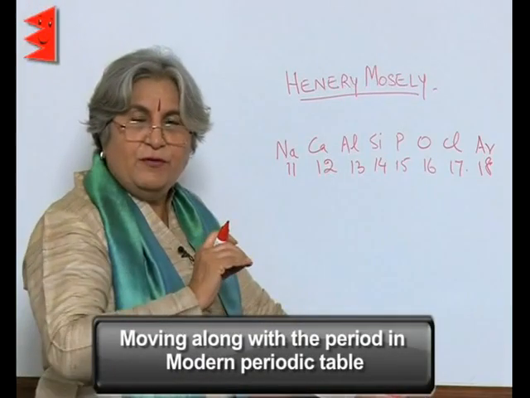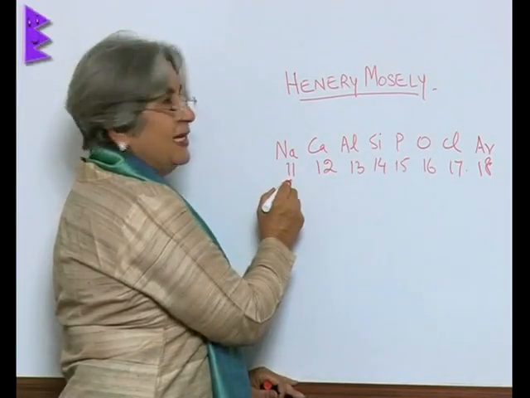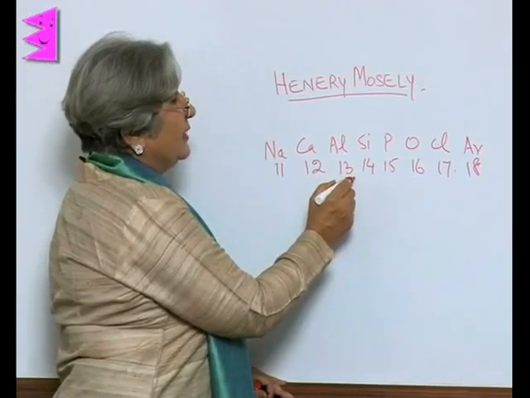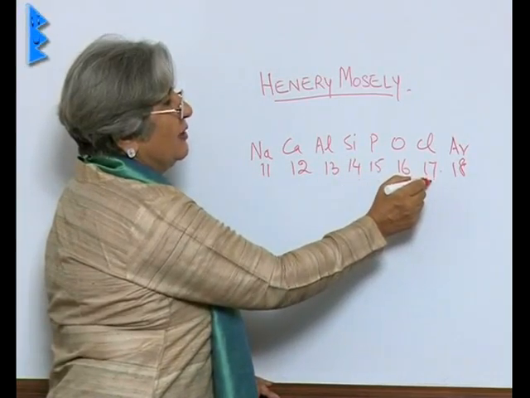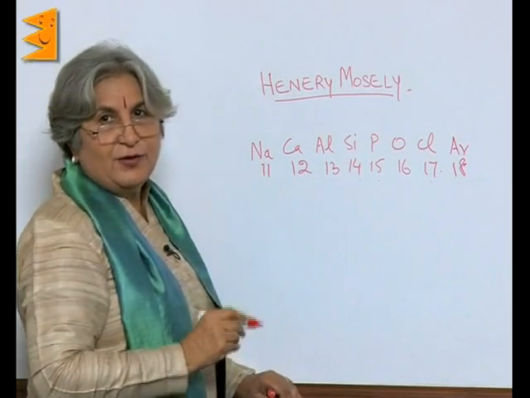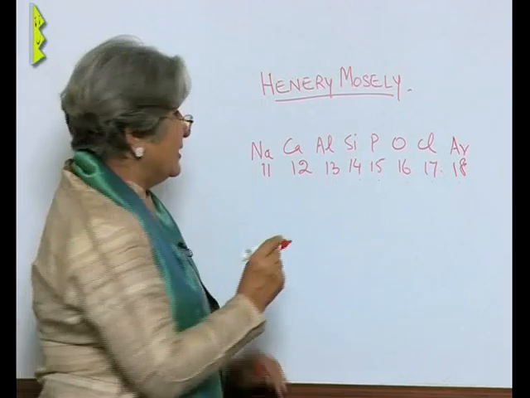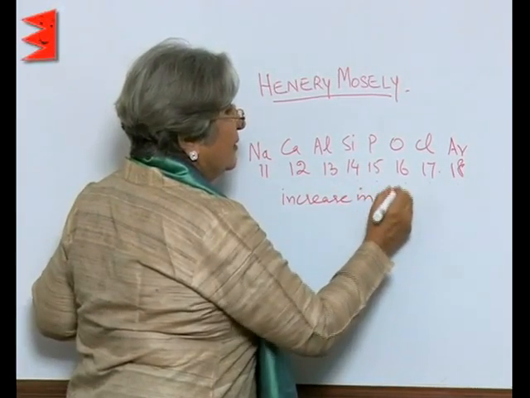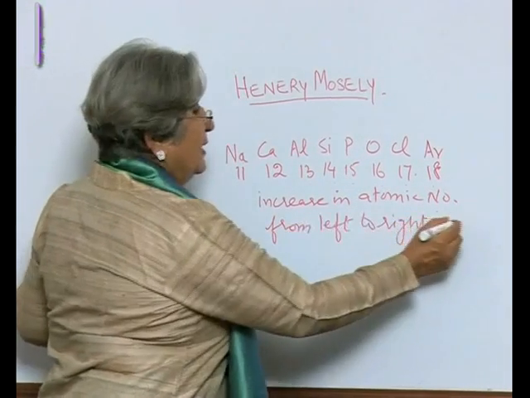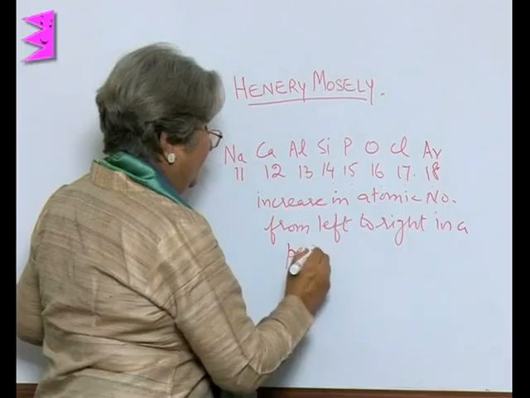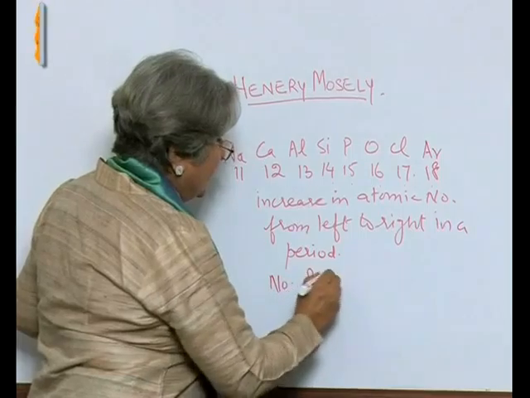Now, let us see what happens when we move from left to right, that is along the period. As we move along the period from left to right, what do we find? Atomic number of sodium is 11, magnesium 12, aluminum 13, silicon 14, phosphorus 15, sulfur 16, chlorine 17 and argon 18. So, there is an increase in the atomic number from left to right in a period, but the number of shells remains the same.